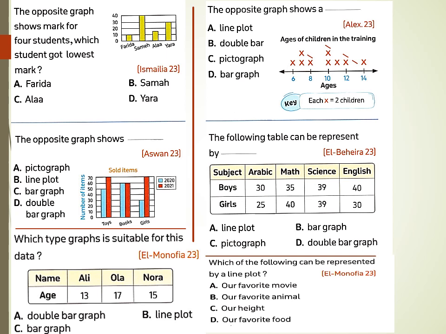The following table can be represented by, we have two types of data, so we can use a double bar graph. Last one, which of the following can be represented by a line plot? We need numerical data. Our favorite movie, our favorite animal, our height, or our favorite food. We need numerical data, so we choose our height.